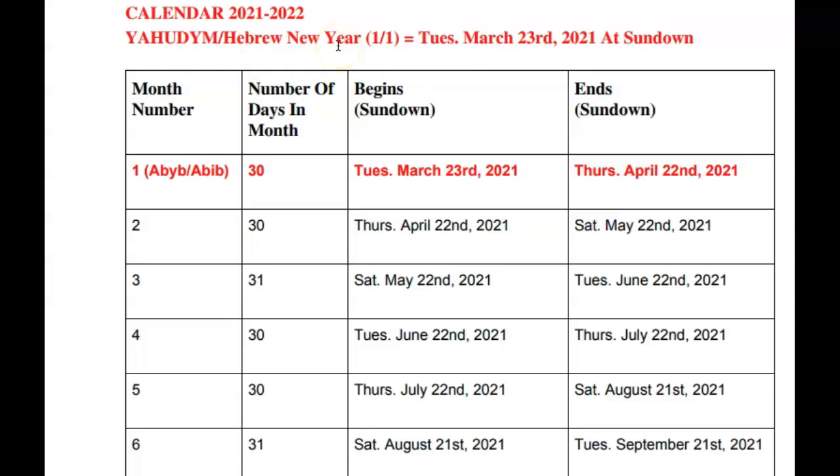Now it's important that you understand that the Yahudim, or the so-called Hebrew New Year, always begins sometime around the springtime. So for the upcoming year of 2021, it will begin the evening of March 23rd, 2021, when the sun goes down on that day. So that will commence and begin the new year.